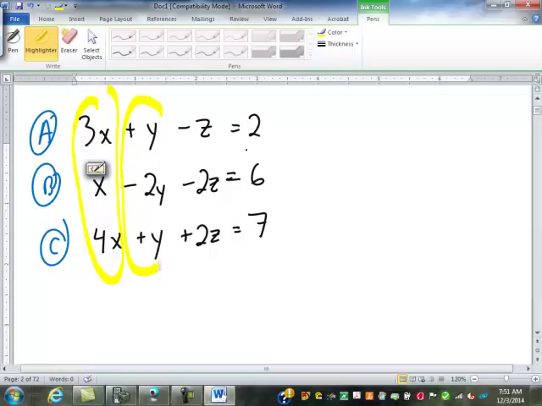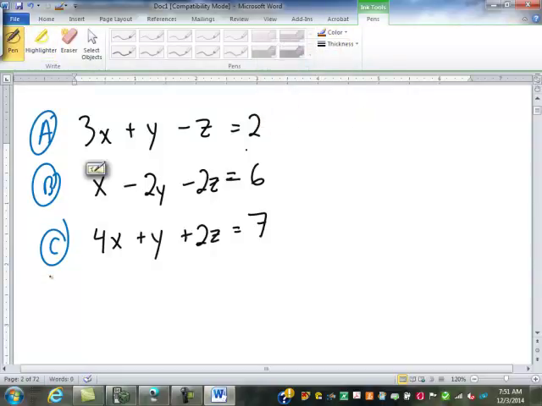The y's are not bad. We have a positive 1, a negative 2, and a positive 1. If we turn everything into 2's, it would be okay. The z's are also set up well. We have negative 1, negative 2, and positive 2. Well, the positive 2 and negative 2 would cancel out. We'd just have to multiply this one by 2. So we can either get rid of the y's or the z's. You guys pick. Get rid of the z's, okay?